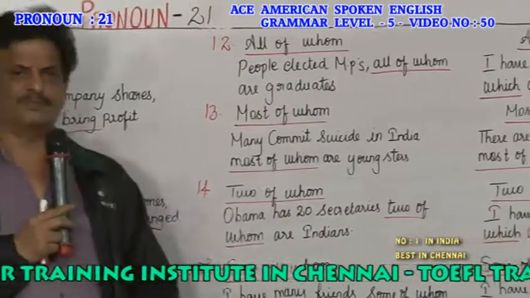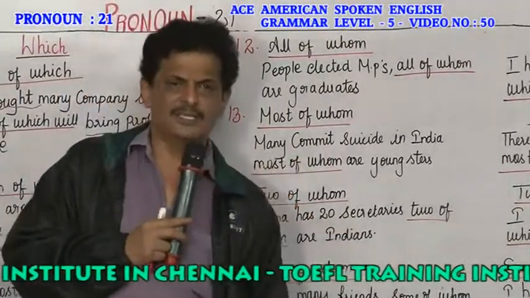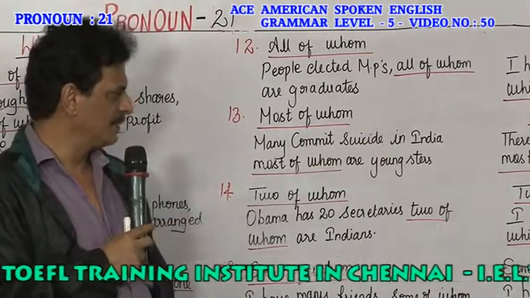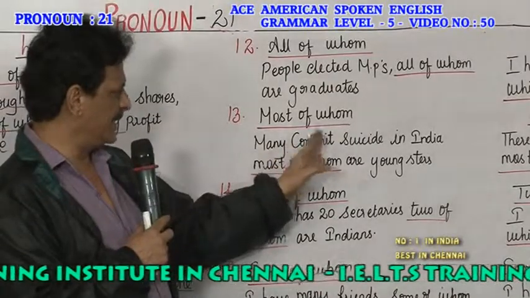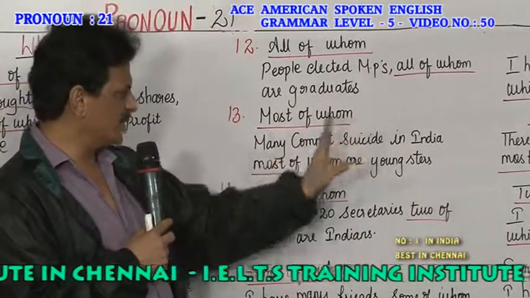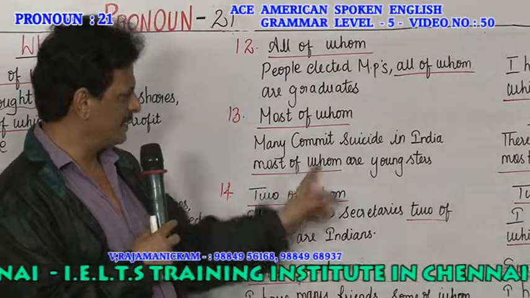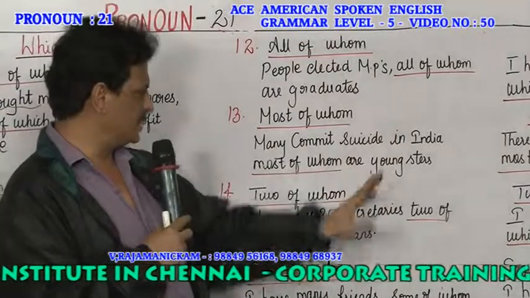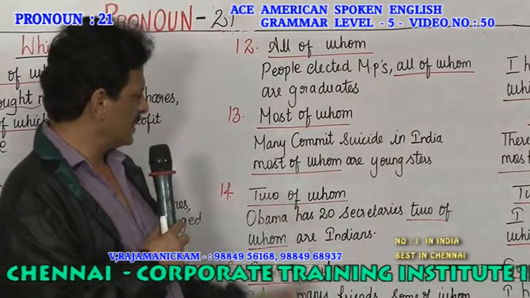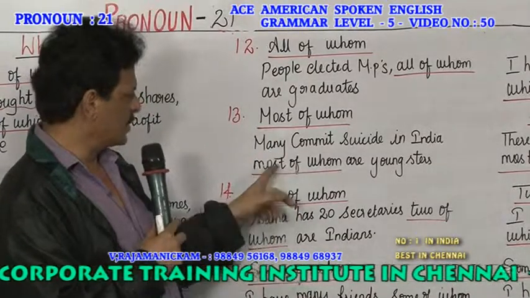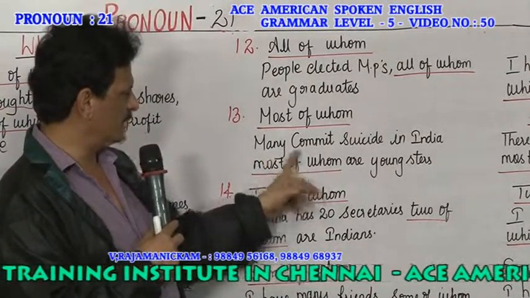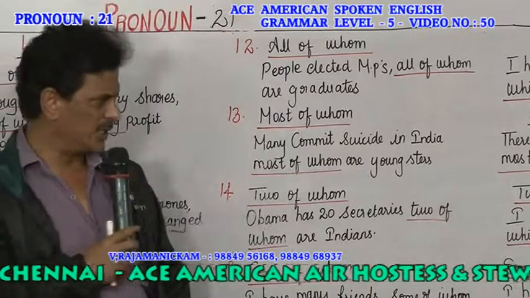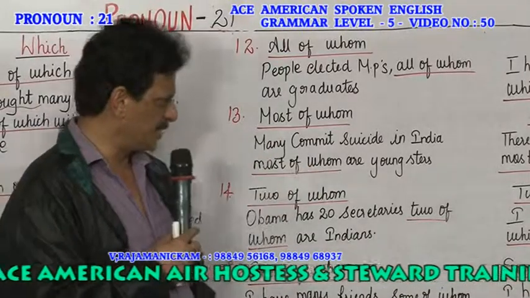Next, most of whom. Most of whom means what? Out of 100%, nearly 90%. Most of whom. Many commit suicide in India. Many is the subject, commit is the verb. What do they commit? Suicide in India becomes the object. Many commit suicide in India. This "most" stands for the "many". So most of whom stands for many. Most of whom are youngsters. So most of whom says about the many persons.